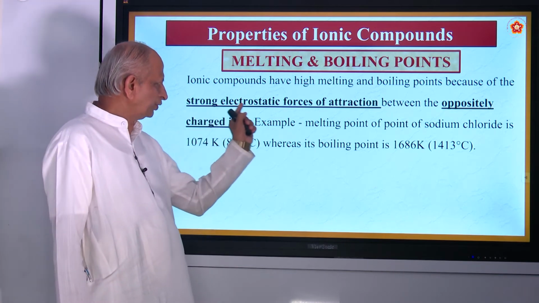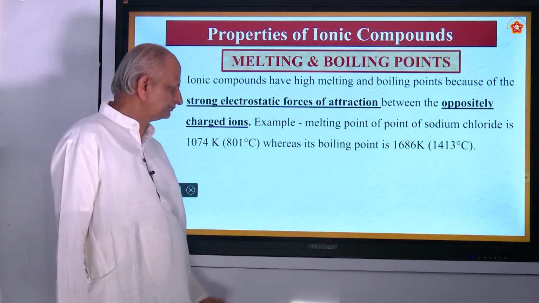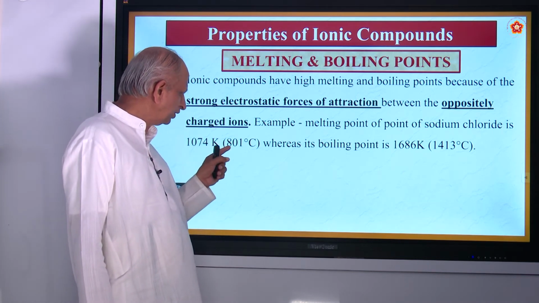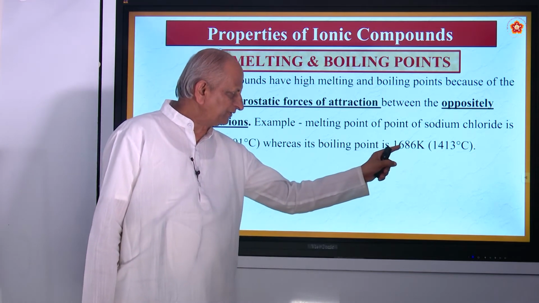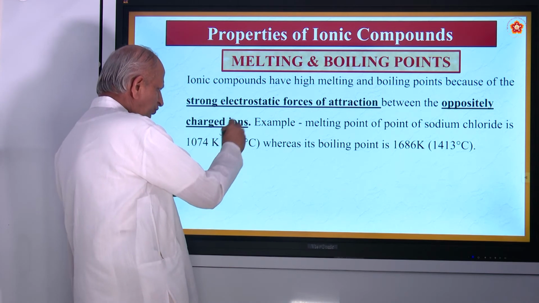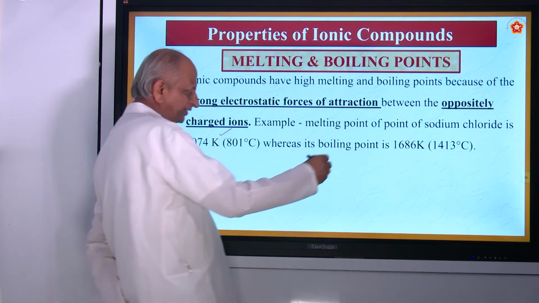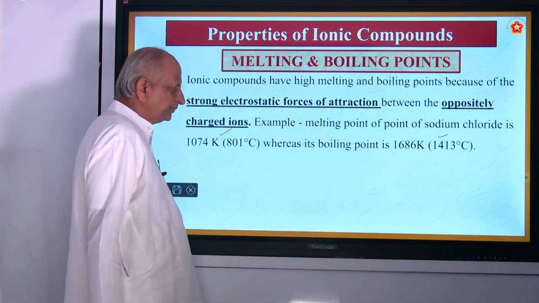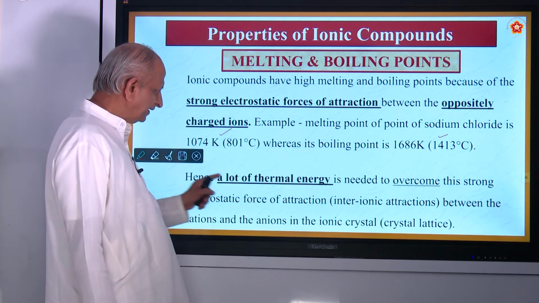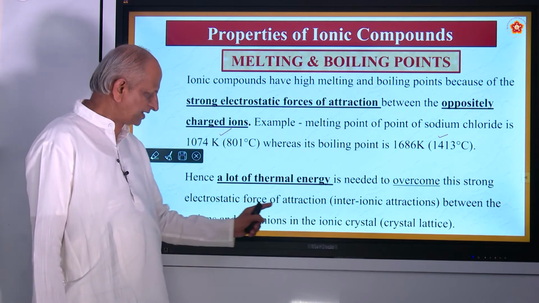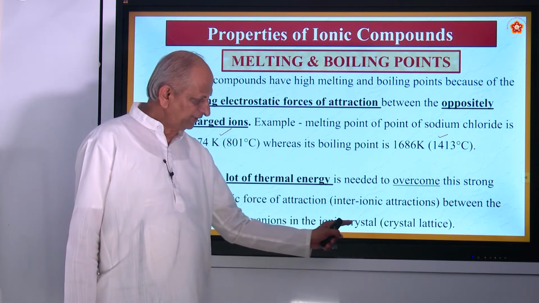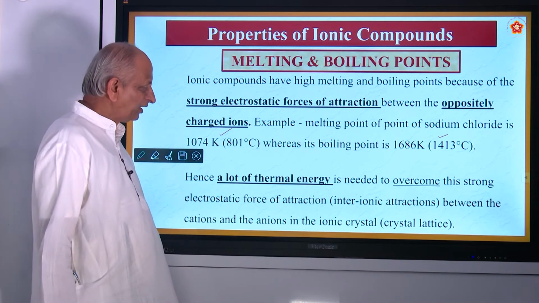because the strong electrostatic force of attraction will be there between the oppositely charged ions. If you take sodium chloride, for example, melting point is 1074 Kelvin or 801 degree Celsius. Boiling point of sodium chloride is 1686 Kelvin or 1413 degree Celsius. That means at this temperature, sodium chloride melts into liquid. At this temperature, the liquid sodium chloride starts boiling. That is the meaning, okay? And hence, a lot of thermal energy or heat energy is needed to overcome this strong force of attraction, what is called inter-ionic attraction between the cations and anions in the ionic crystal. Okay, that's why you must heat it for a long time.